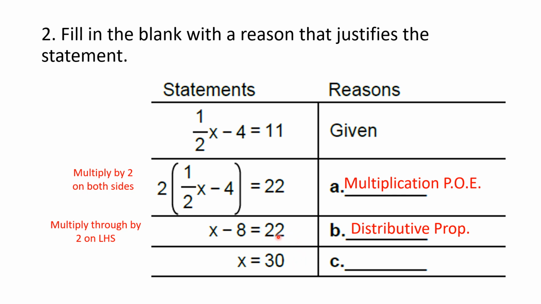All right, and then from line 3 to line 4, we've got x minus 8 equals 22, and then the last line is x equals 30. So what happened from line 3 to line 4?